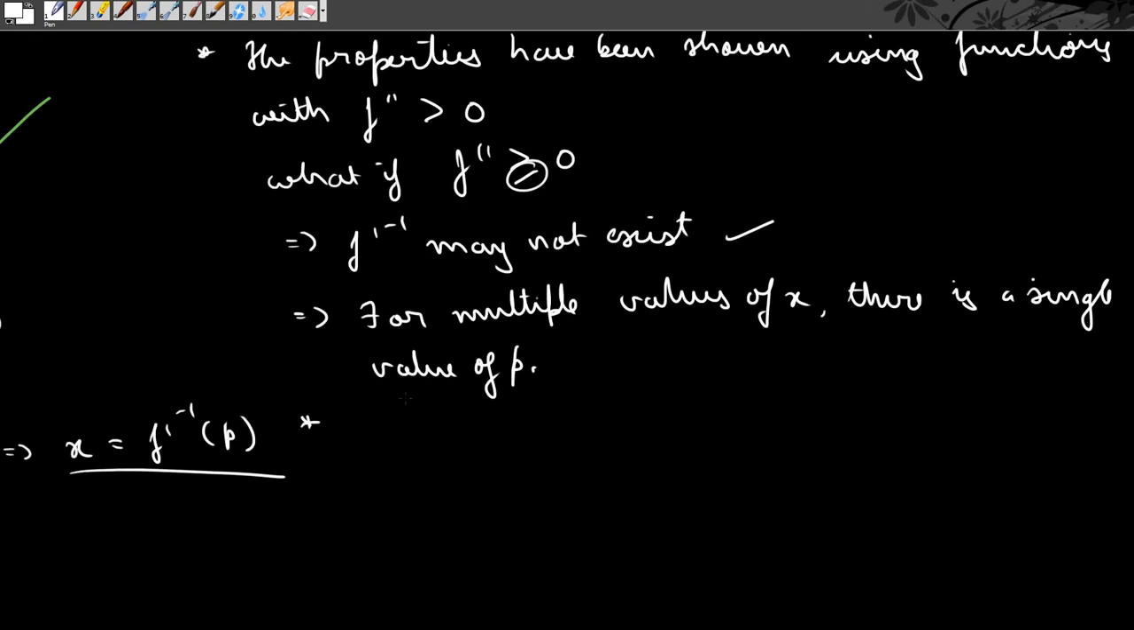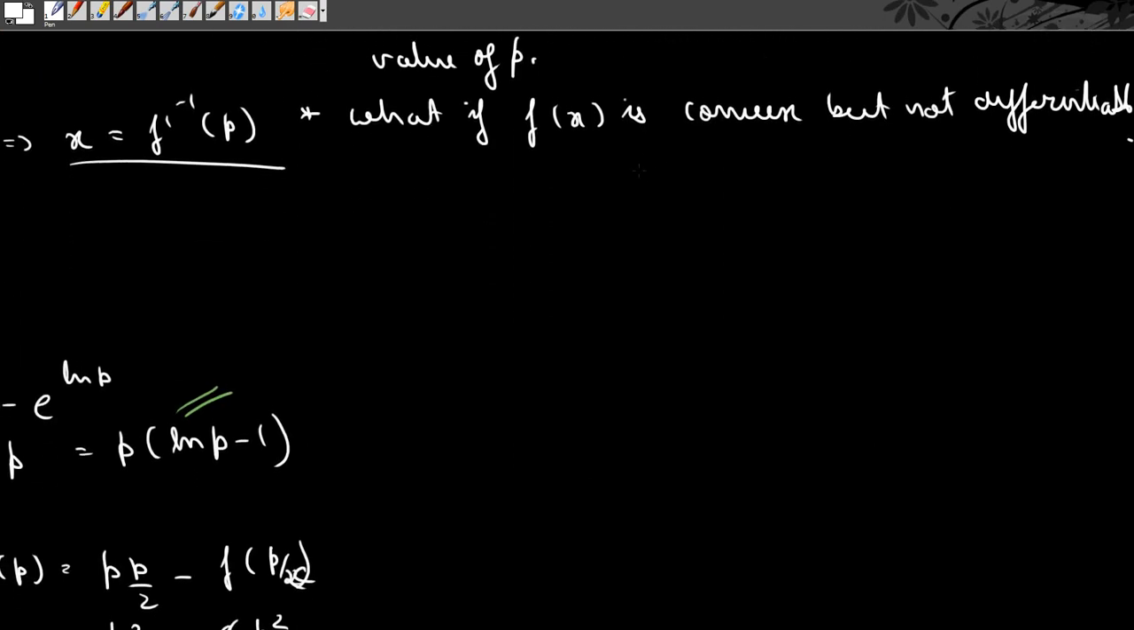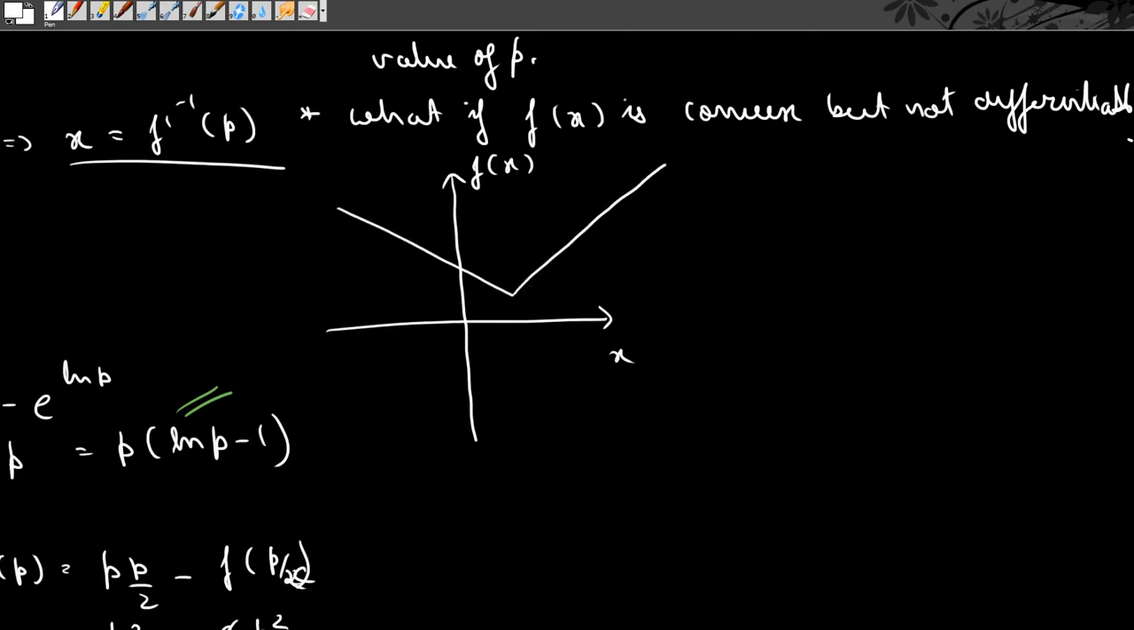But before that, I would like to make just one more statement. What if f of x is convex but not differentiable? What happens then? Okay, so to understand these things, let us consider the following example. Now this is just a qualitative example, and we are going to use the geometrical interpretation to solve this. So our f of x will consist of two lines of this form, and this is our curve.